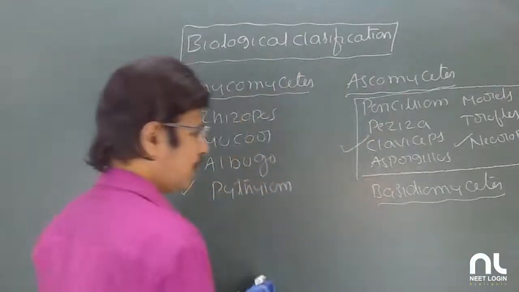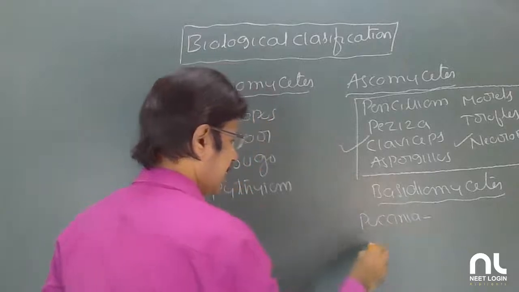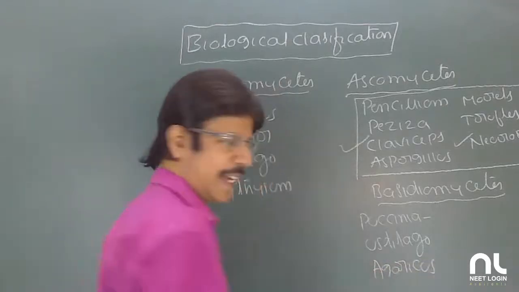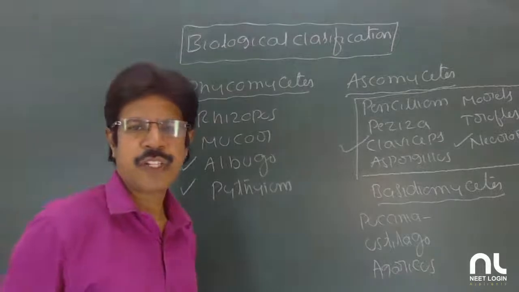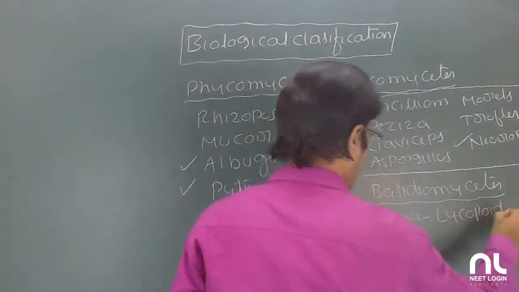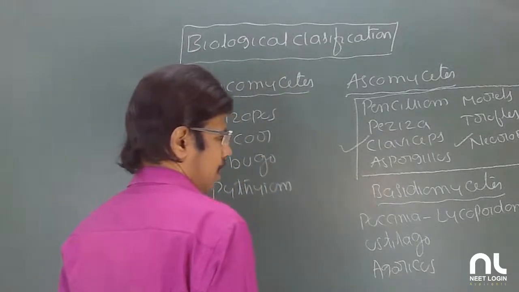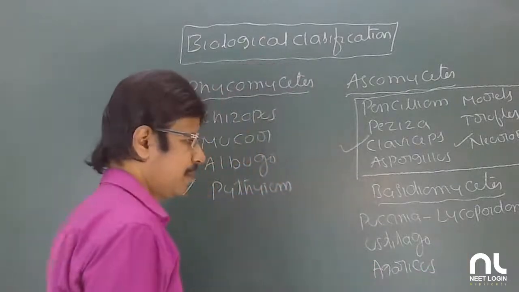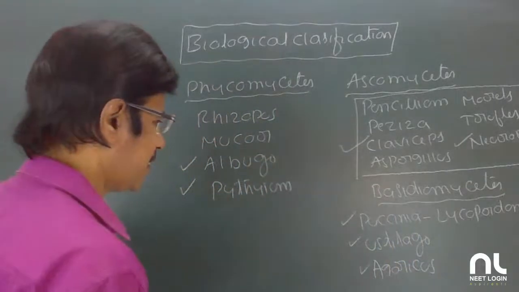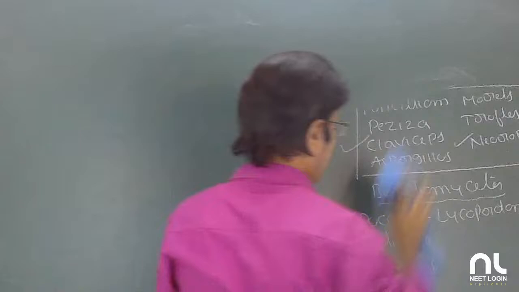And in the case of Basidiomycetes: Puccinia, Ustilago, Agaricus, Lycoperdon, that is the puffball, and Polyporus. So Puccinia, Ustilago, Agaricus, Lycoperdon are Basidiomycetes.